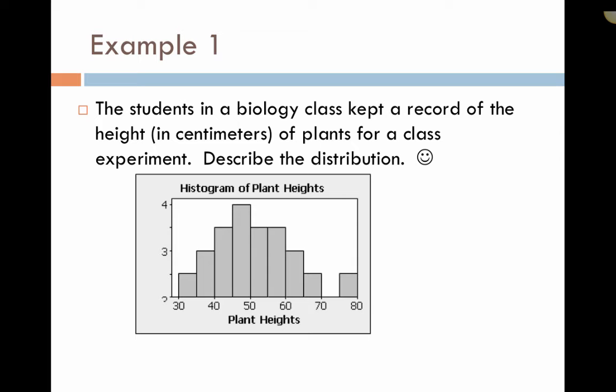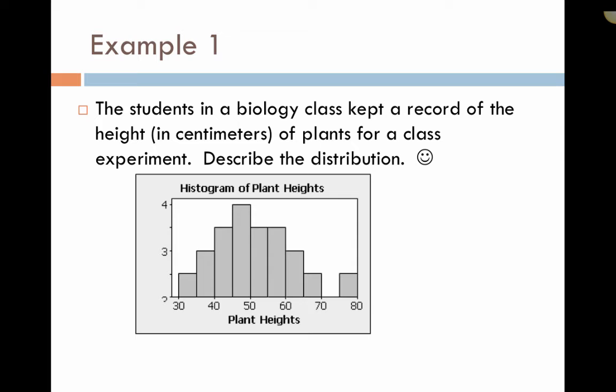Right off the bat, this appears to be unimodal because there's only one mode, and it appears to be roughly symmetric. It's not perfect, but it doesn't have to be perfect, but it does appear to be roughly symmetric. I wouldn't really consider this to be an outlier, but there is a gap between 70 and 75, so that may be of interest.